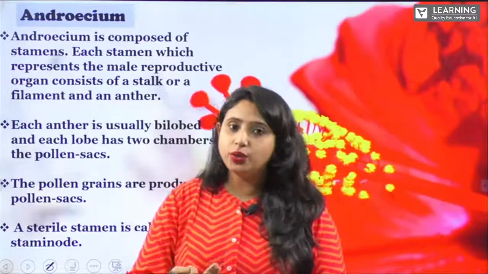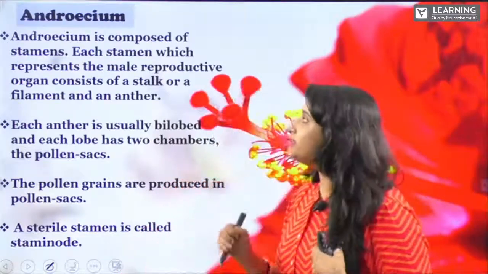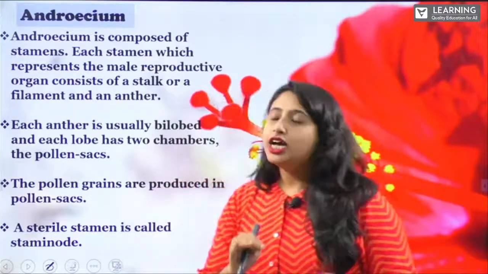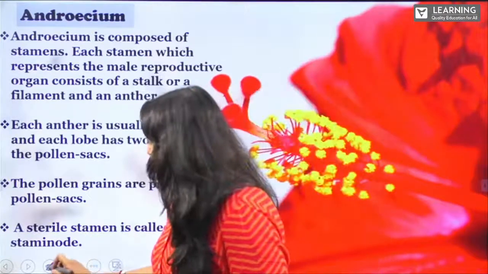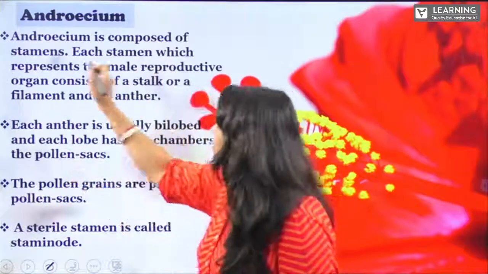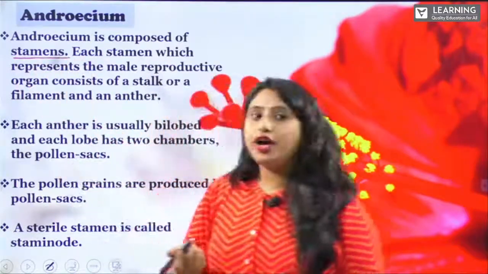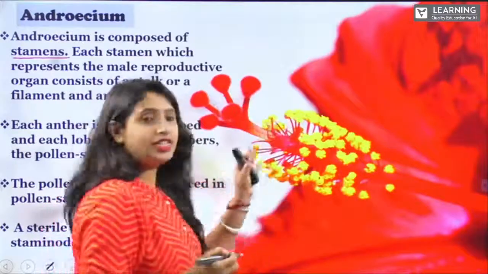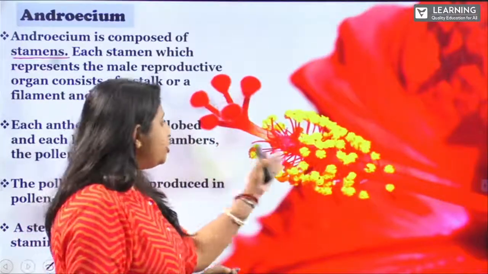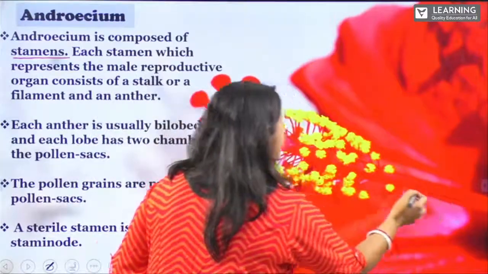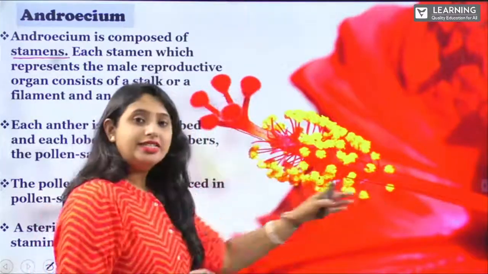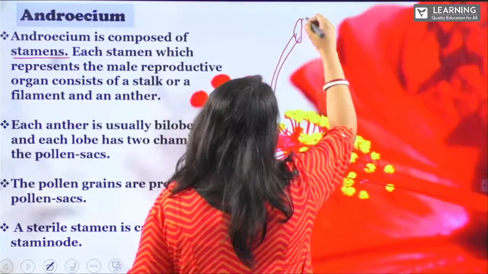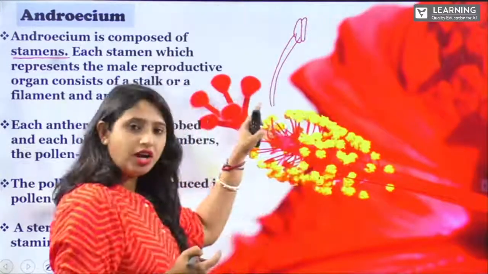As you already know, the Androecium is the male reproductive part of the flower, isn't it? So what is the Androecium composed of? It is composed of stamens, right? As you can see in this picture, this is your stamen. If I draw it like this, this whole structure is called the stamen.